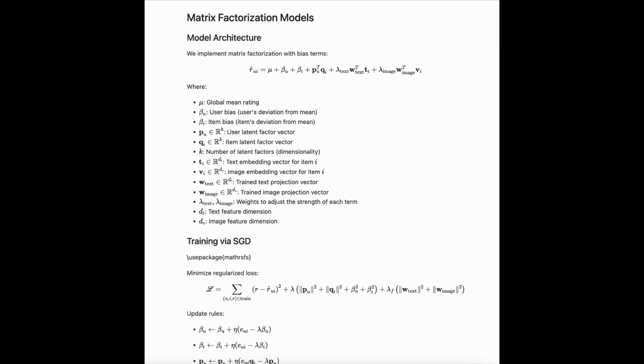R hat equals mu plus beta u plus beta i plus p_u transpose q_i plus lambda text times W text transpose t_i plus lambda image times W image transpose v_i. In simple terms, we're predicting a user's rating by combining user patterns, item patterns, and additional text and image features.